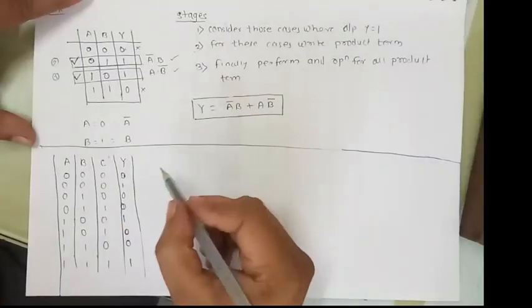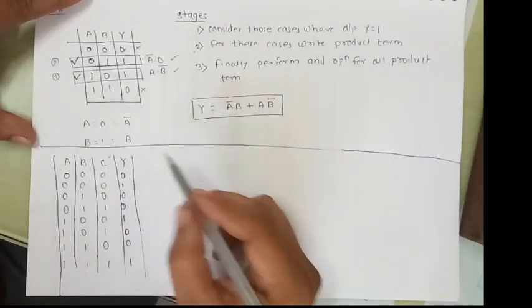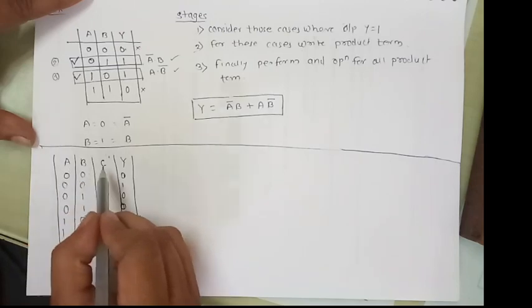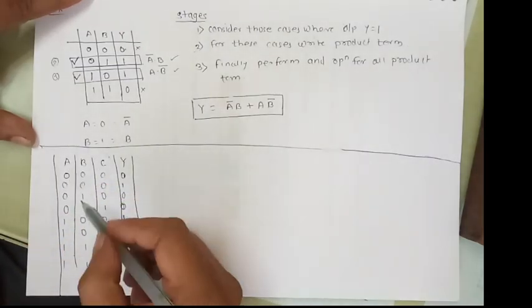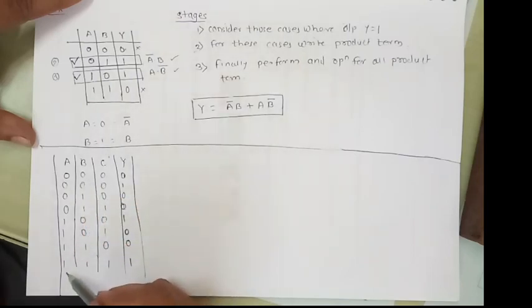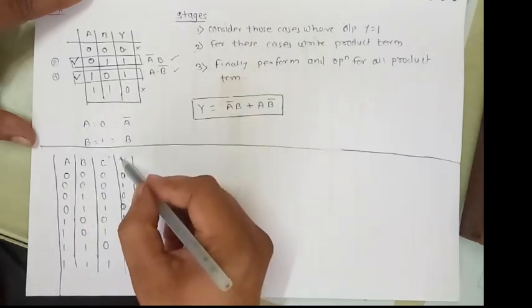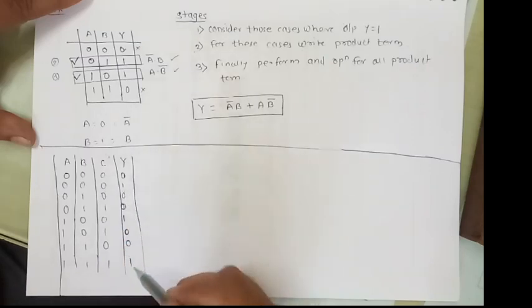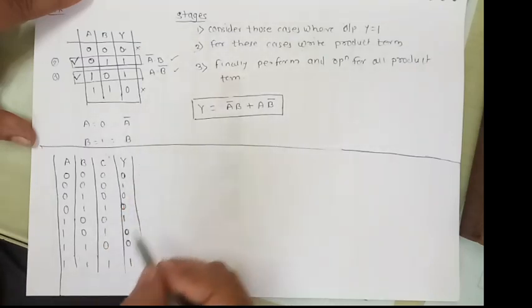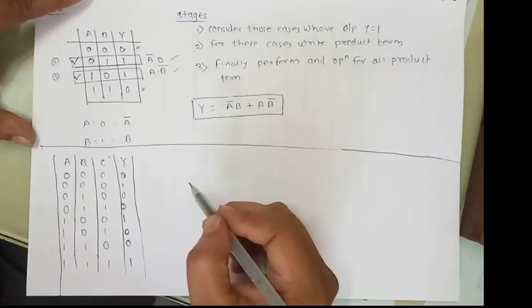Now let us consider one more example of three variables. So here we have taken the three variables A, B, C. The possible cases are a total of 8 cases, from 0 0 0 to 1 1 1, and these are the output Y: 0 1 0 0 1 0 0 1. So for this given truth table we have to write the SOP equation.